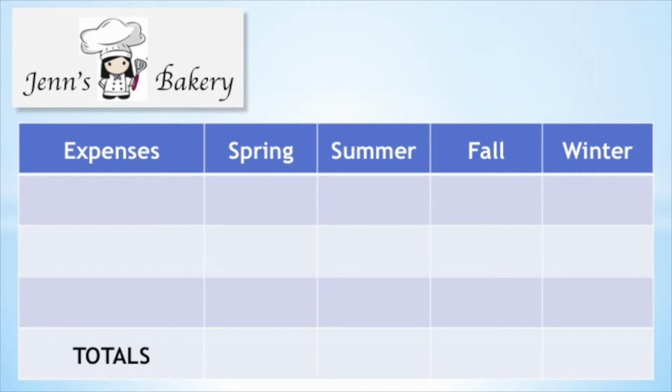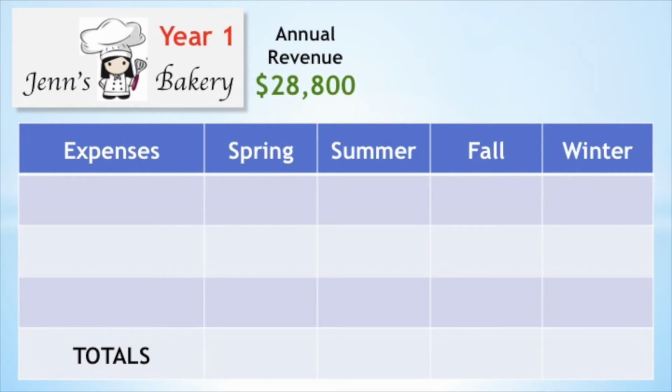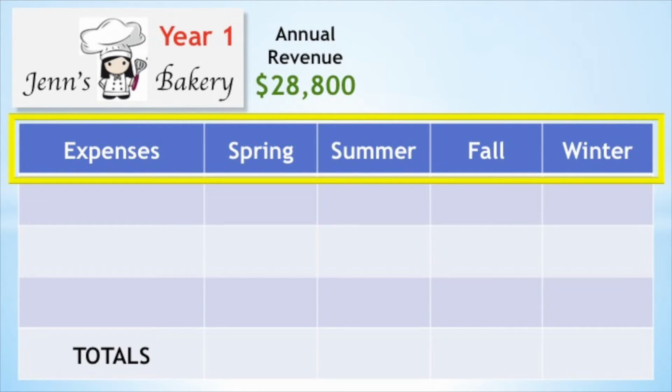Let's take a look at this in the context of Jen's Bakery. Recall that we worked out our annual revenue to be roughly $28,800 using our assumptions that were based on our market research. Now let's calculate our expenses. Based on the same sales assumptions, we can work out our expenses for each of the seasons.